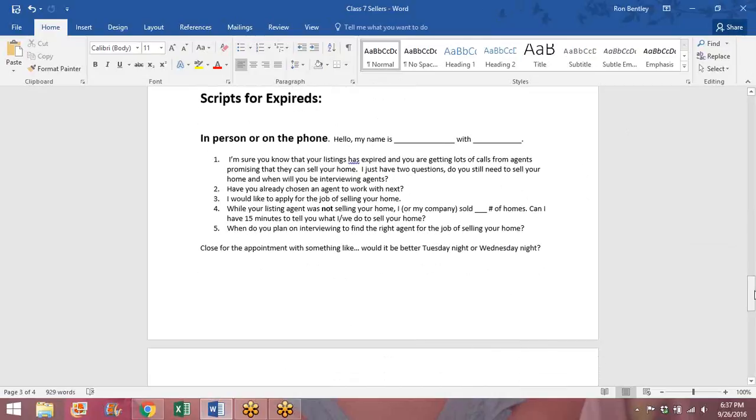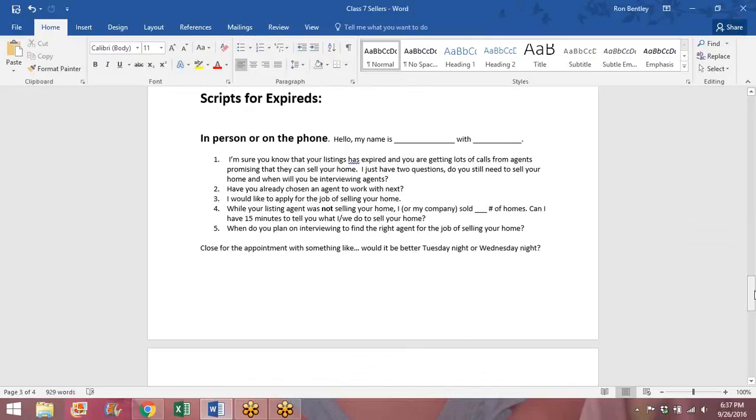Expired listings. What are expired listings? Just to be sure, they're houses that have previously been listed by another agent which did not sell. Their listing has expired. It's either been canceled, withdrawn, and then expired. But as soon as it expires, it's free for you to contact them.